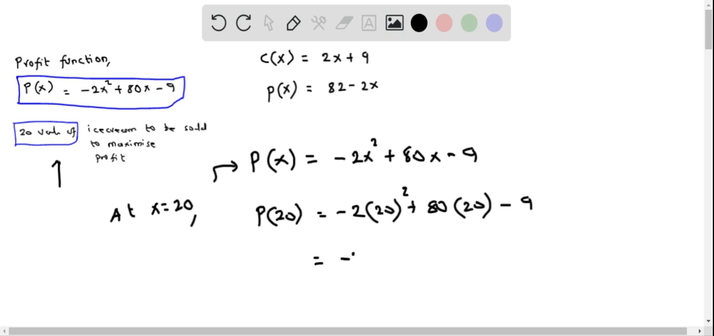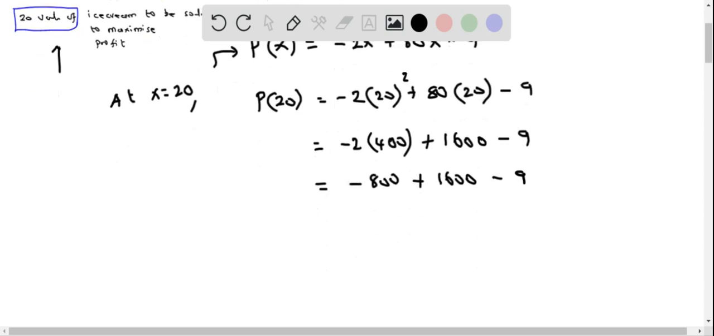And so this gives minus 2 times 20 squared, which is 400, plus 80 times 20, which is 1600, minus 9. And this equals negative 2 times 400, which is negative 800, plus 1600 minus 9. So 1600 minus 800 is 800, and then minus 9. 800 minus 9 is 791. So the maximum profit is $791.